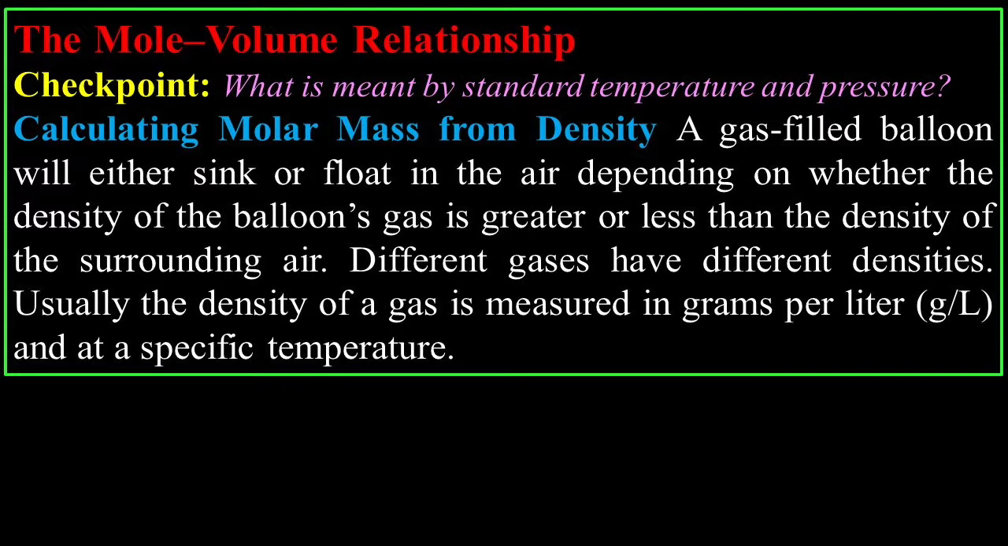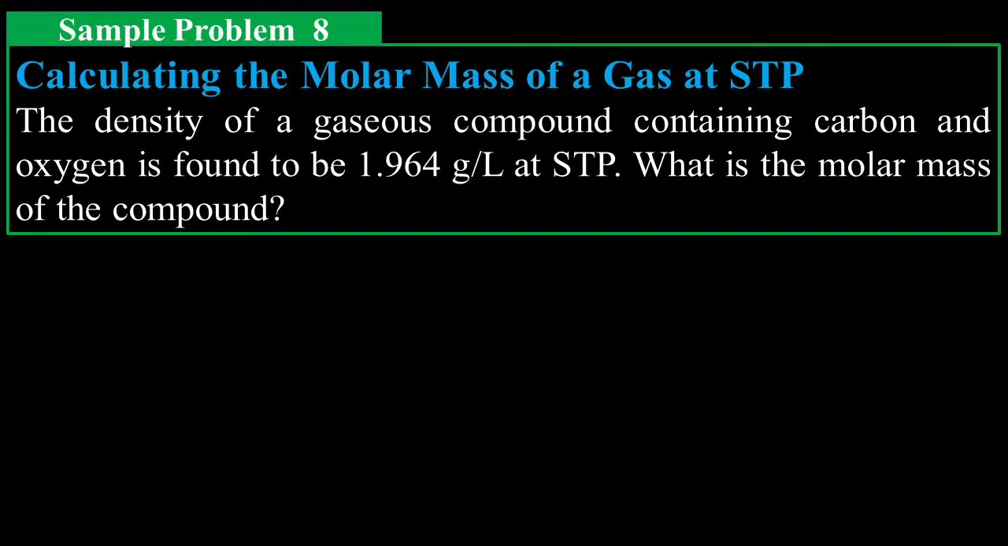So, if you know how many moles of a gas, so it would be the moles of gas per 1 mole per 22.4 liters, convert the moles to grams, and then you divide by liters. The density of a gaseous compound containing carbon and oxygen is found to be 1.964 grams per liter at STP. What is the molar mass of the compound?